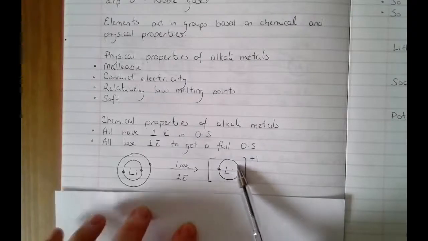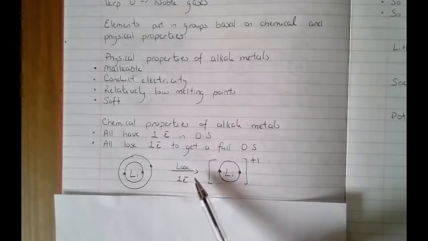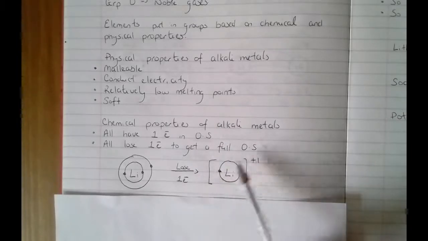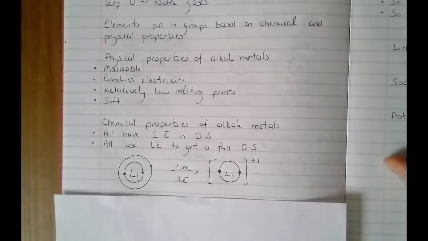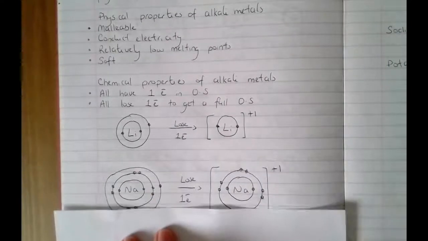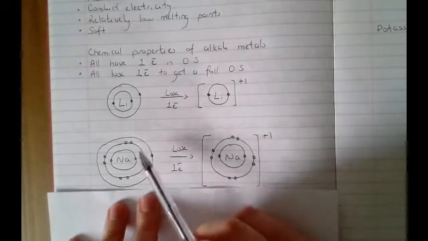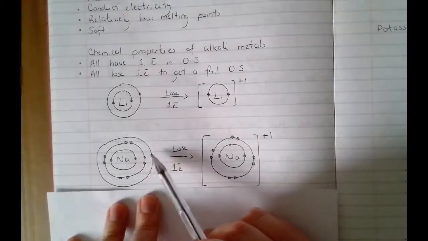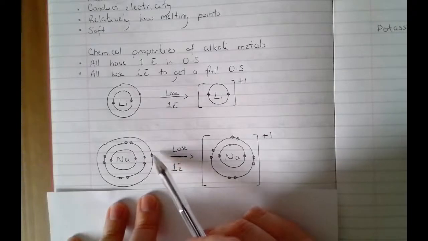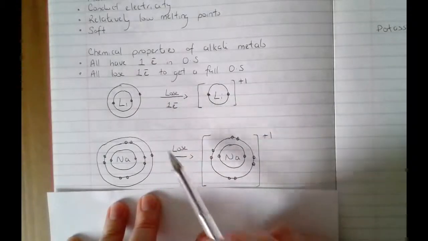The first shell becomes the outer shell, and the first shell is full. Because electrons are negatively charged, when lithium loses 1 electron, it ends up with a positive charge. If we look at sodium, we'll see the same thing happens. Sodium is also in group 1. It's got 2 electrons in the first shell, 8 in the second, and 1 in the third. So you'll see both group 1 metals have got 1 electron in their outer shell.